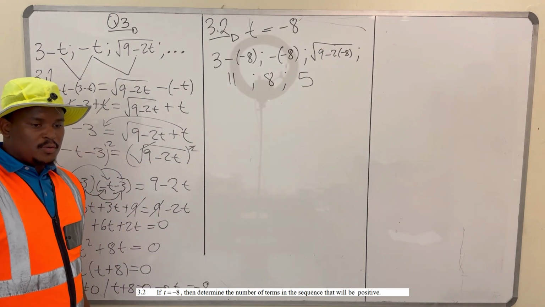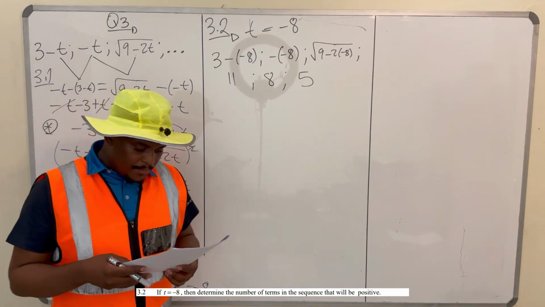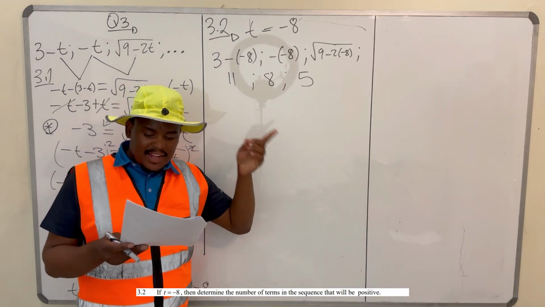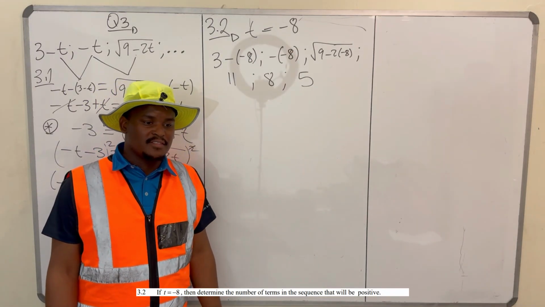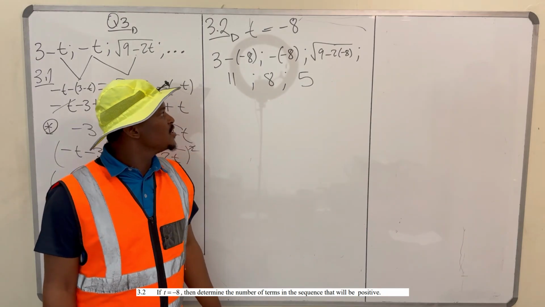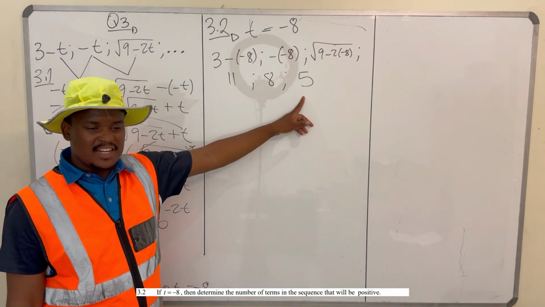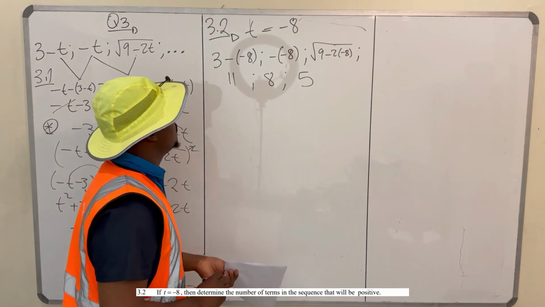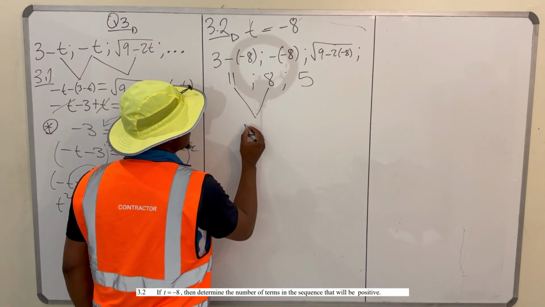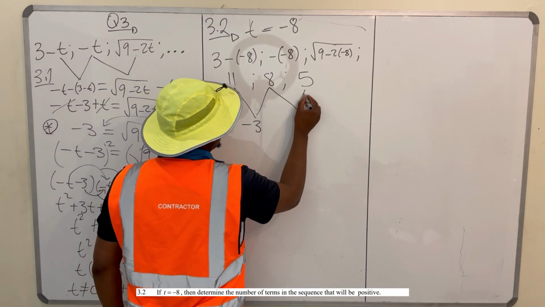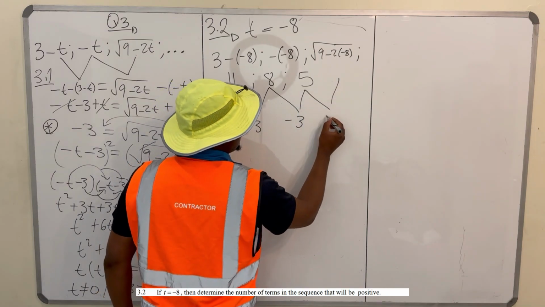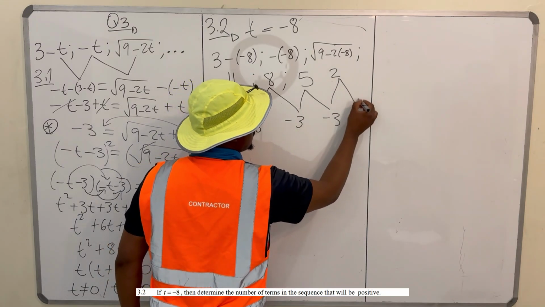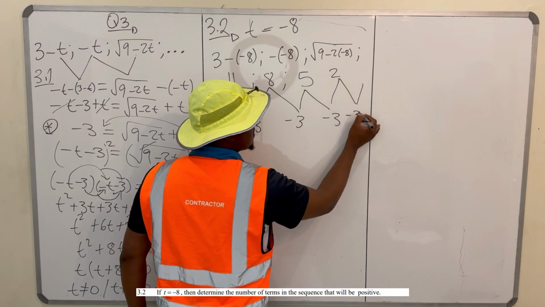So they're telling you if t is equal to minus 8, determine the number of terms of the sequence that will be positive. They want the number of terms that will be positive. You can see that this thing is decreasing, right? Yes. So at some point it will be below 0. What is the difference? Minus 3. So what will be this term? It's this plus this? It's 2. Yes. Minus 3 is here. Minus 2 plus this? It's minus 1.